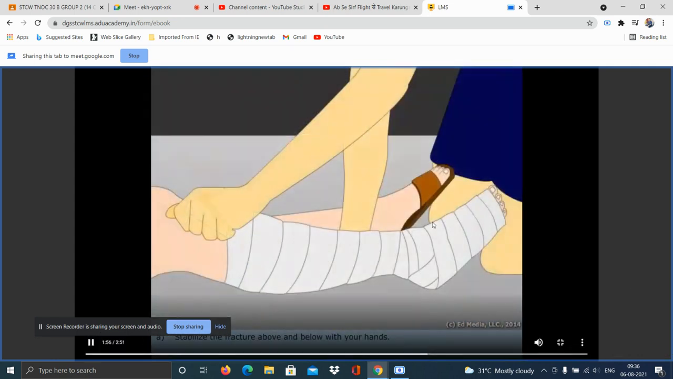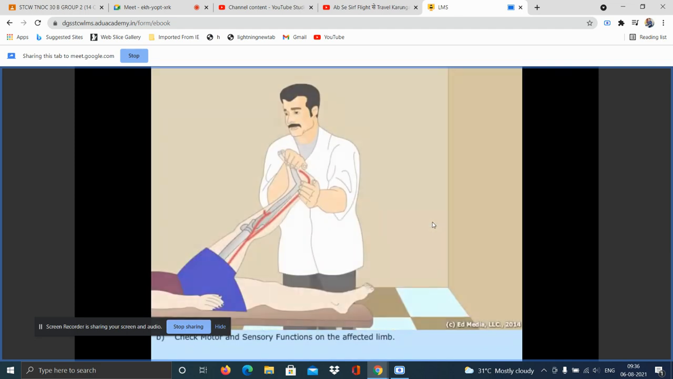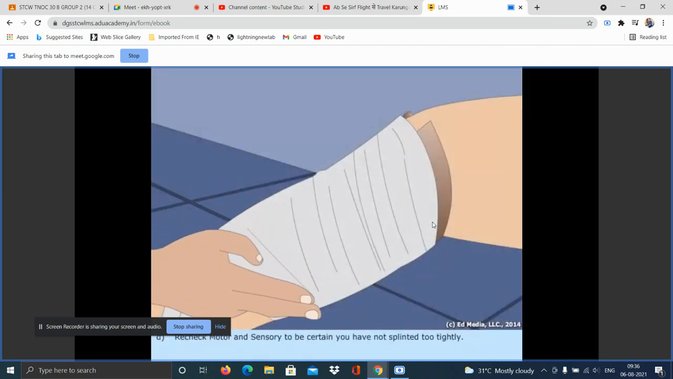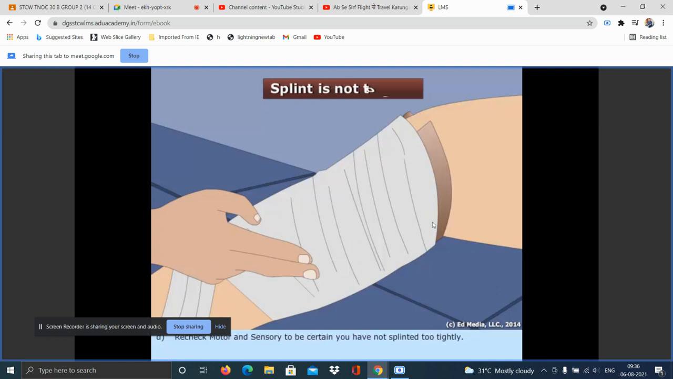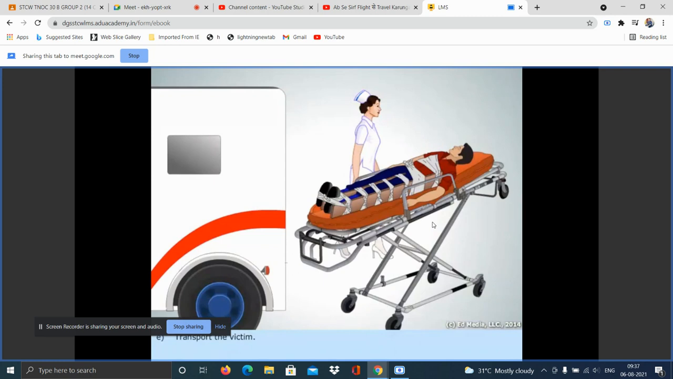A. Stabilize the fracture above and below with your hands. B. Check motor and sensory functions on the affected limb. C. Immobilize the limb. D. Recheck motor and sensory to be certain you have not splinted too tightly. E. Transport the victim.